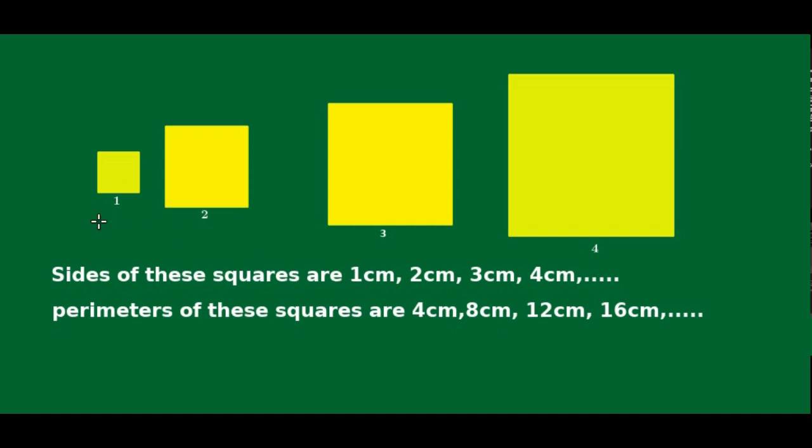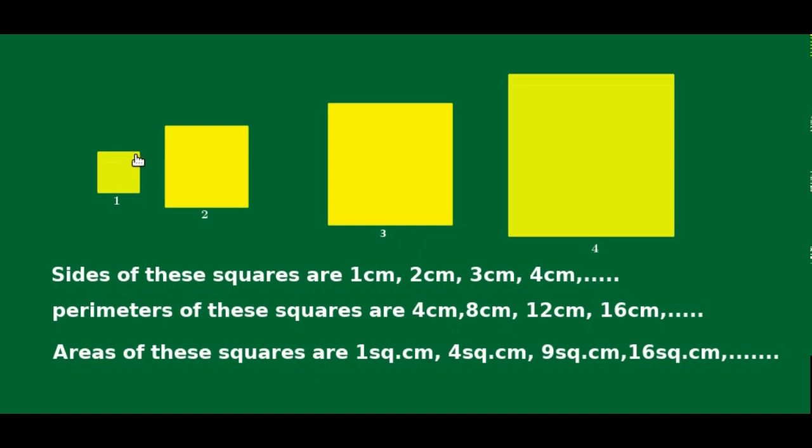Now consider the area of these squares. We have already learned that the area of a square is side into side. So the area of this one is 1 into 1 is equal to 1 square centimeter. This one, 2 into 2 is equal to 4 square centimeters. This one, 3 into 3 is equal to 9 square centimeters. And this one, 4 into 4 is equal to 16 square centimeters.